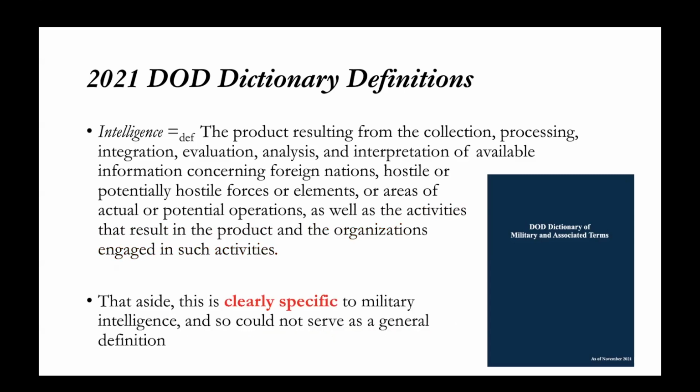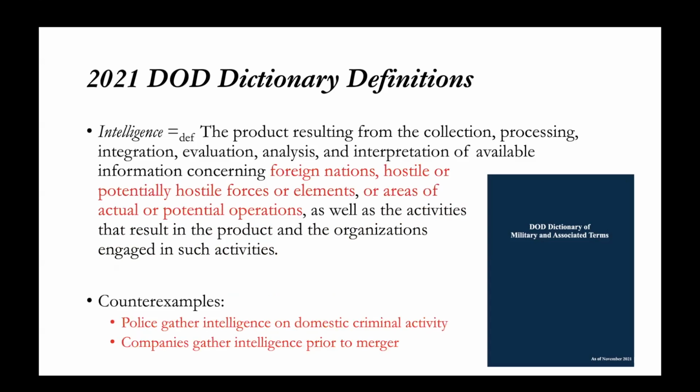That aside, it's clearly specific to military intelligence, and so, as I pointed out, wouldn't be able to serve as a common parent to a lot of other definitions of intelligence. That's okay. That makes sense. This is the DoD dictionary, right? Of course, it's specific to that. Still, just to highlight that point, it focuses on foreign nations, hostile or potentially hostile forces or elements, or areas of potential or actual operations. Counterexamples, if you're thinking about this from a broader perspective, include things like the police gathering intelligence. That would be excluded from this definition.